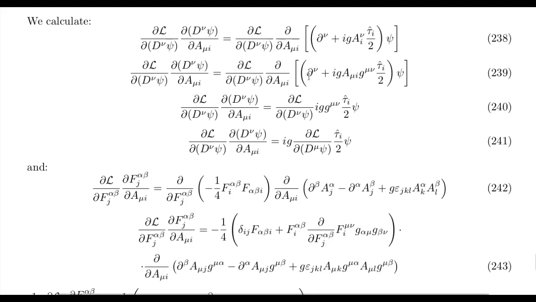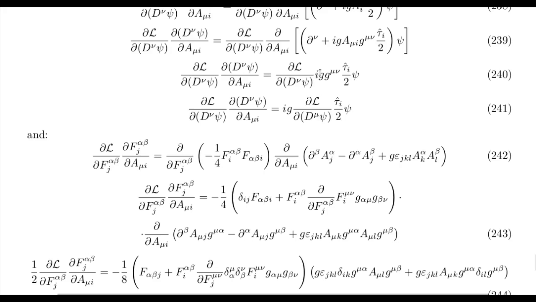Here we have in the first addend the derivative of psi. The derivative of psi does not depend on A, so this first addend vanishes. And so here we have the factors i, g, g mu nu, tau half, and psi. We write the constants i and g in front. Then this is the result for this term, 241.